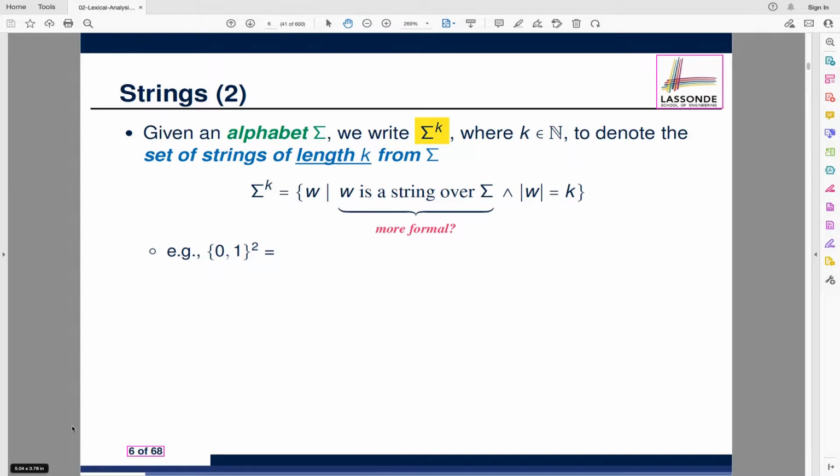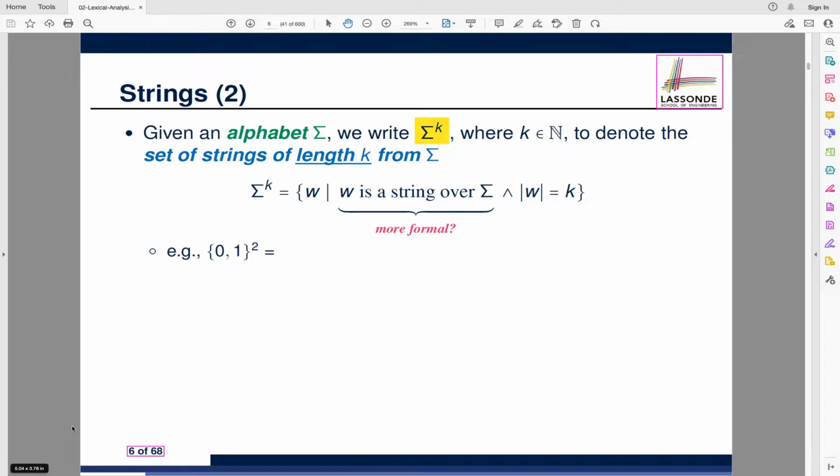How about you first? All the strings over those two, the alphabet within the brackets. You're getting there. Let's reorganize a little bit more precisely. You're basically saying the set of strings of length 2 from alphabet {0, 1}. That's basically what you meant. Good. Awesome. All right. So for this one here, how many are there? Four. Okay, that's actually good.